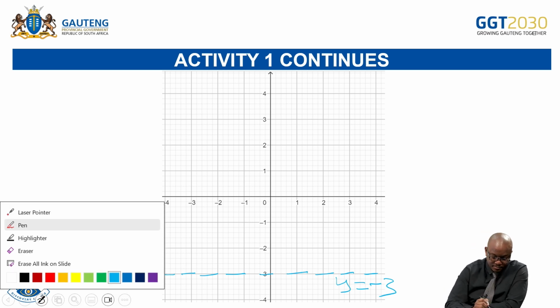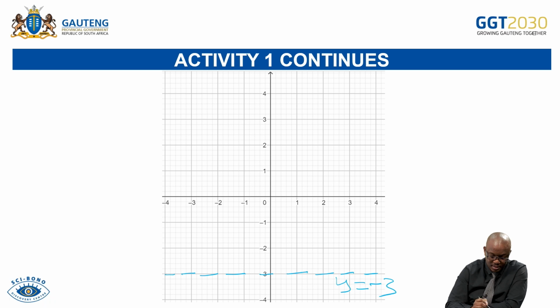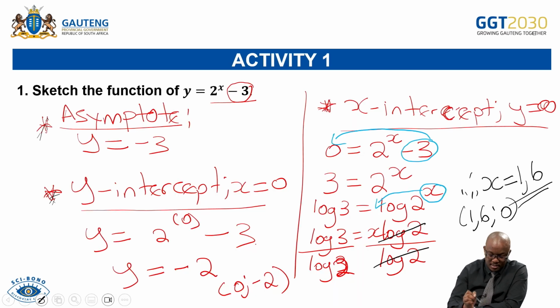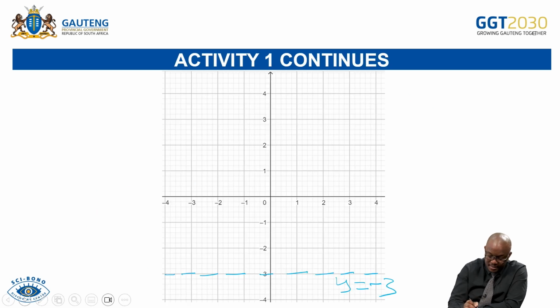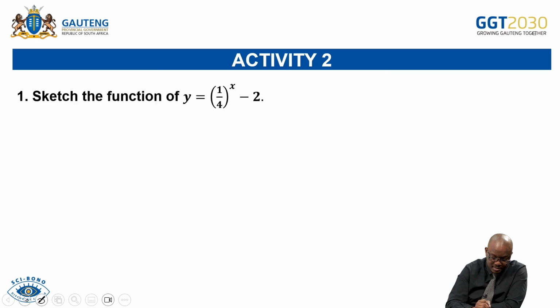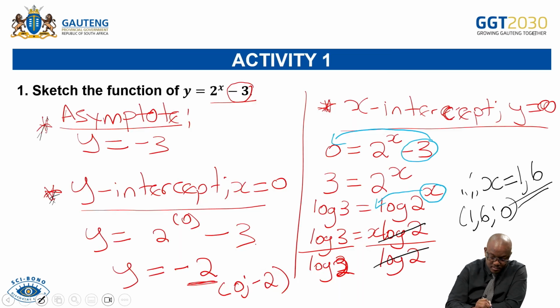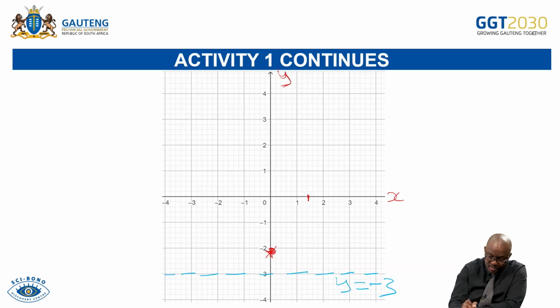Then we now need to sketch our graphs. We're looking at our intercepts. The y-intercept is -2. That is your x and y. So in this case, y is -2 and x is 1.6, somewhere there.